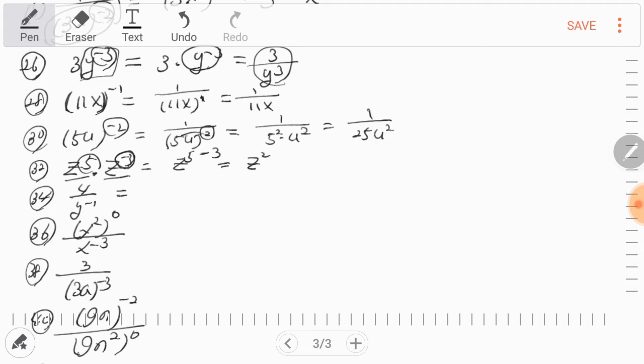Okay, number 34. The exponent in the denominator is negative, so move it to the numerator. So 4 times y to the first power, then 4y. Okay, number 36. Something to the 0 power is what? This is equal to 1. Then that is 1 over x to the negative 3 power. But there is a negative power, so move this exponential form to the numerator, then x cubed.